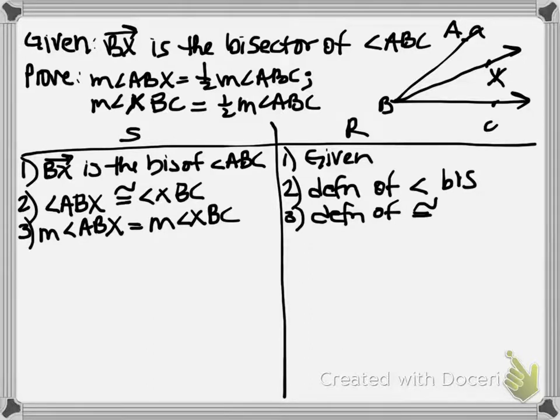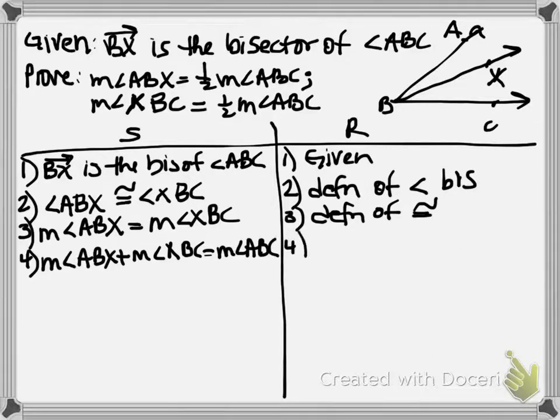And last time, what we needed to do is involve the measure of angle ABC. To do that, we're going to use the angle addition postulate. So the measure of angle ABX plus the measure of angle XBC is equal to the measure of angle ABC. That's your angle addition postulate. And then we're going to do exactly the same thing.